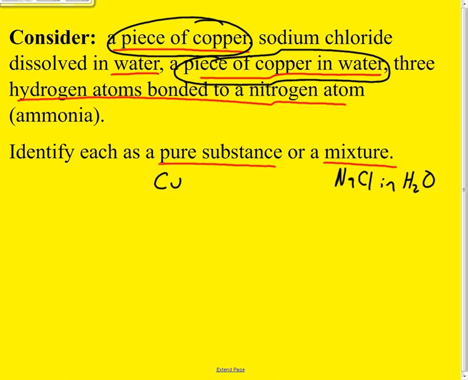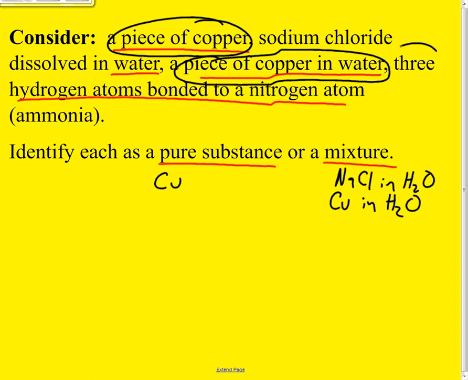Well, does that have a fixed composition is the question. Can I have one piece of copper in a little water, one piece of copper in a lot of water? And the answer there is no. It's not really a fixed composition because it's not like I'm saying I have one atom of copper attached to one molecule of water. Instead, I could have all kinds of water surrounding this copper. So in this case, copper in water is a mixture.